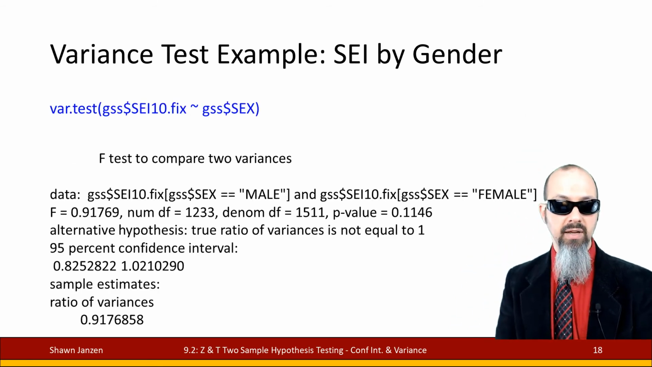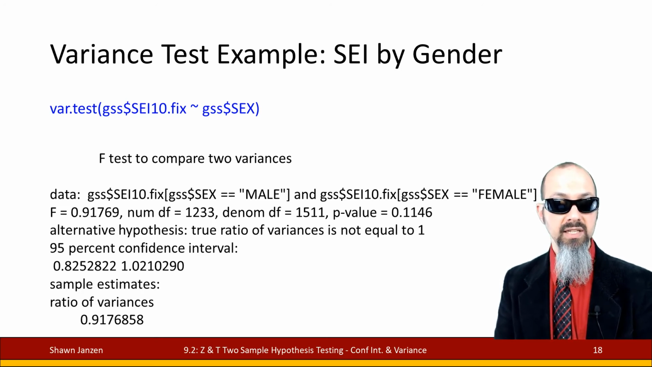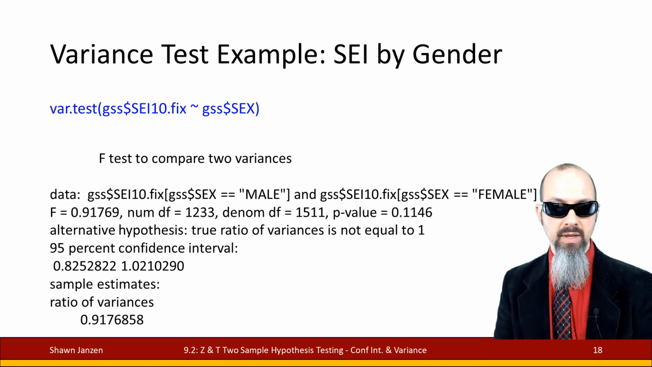I can plug in my var.test, and I'm using the GSS SEI variable, tilde the sex variable, because I'm doing the grouping version. It generates for me an F test of variances with an F ratio of 0.91769, which is fairly close in rounding terms to 1, a little bit less. And so that says our F value is smaller than 1, so the second group, which in this case is women, had a larger variance than men.